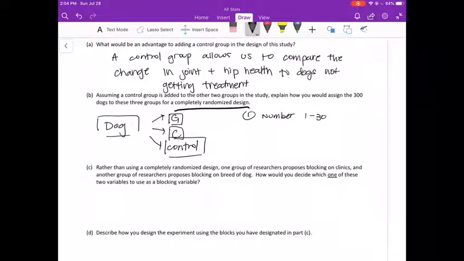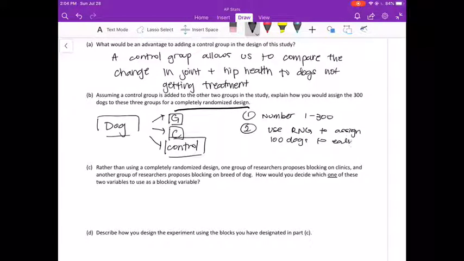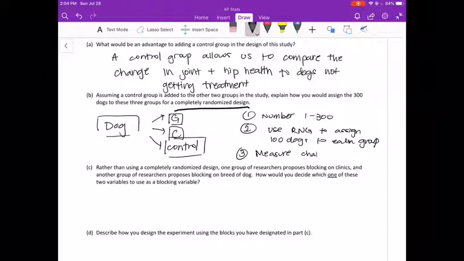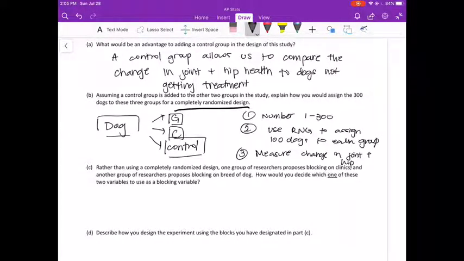Okay. So number 1 to 300. Number 2, use a random number generator to assign 100 dogs to each group, and then measure the change in joint and hip health. Okay, so that's complete. That's creating the design using a completely randomized design.